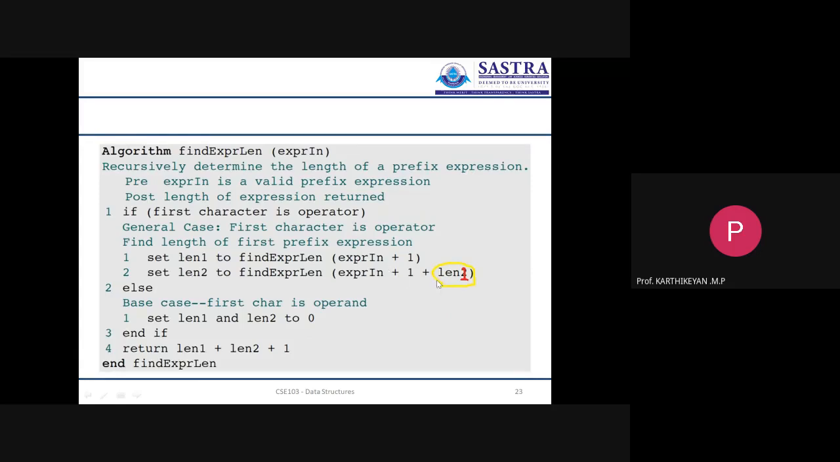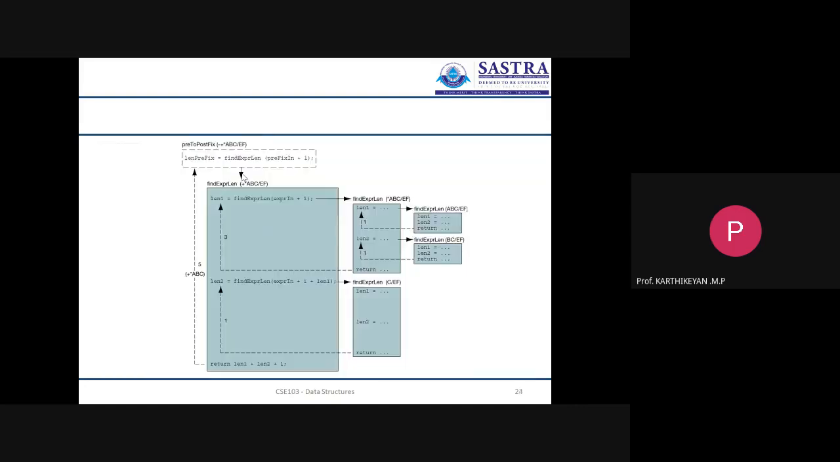In your book, suppose we are referring to the book, it is given as length 2, expression in plus 1 plus length 2. It is not length 2, it is length 1. In the previous step, we calculate length 1, and in the next step we use the value of length 1. So in this algorithm we are calculating the length of the sub expression. In detail, a process flow diagram is given in the next slide.